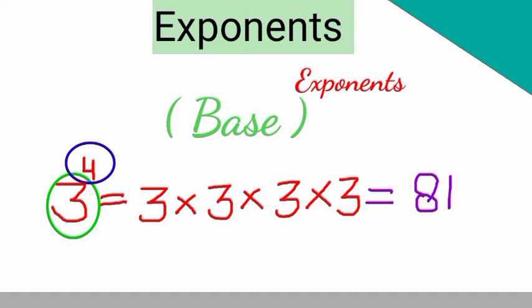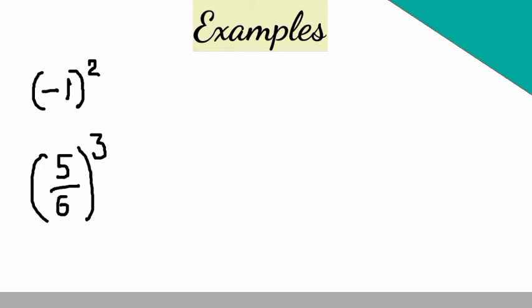Now let's take some more examples. Suppose we have minus 1 raised to the power 2. It means minus 1 is multiplying by itself 2 times. Okay, so it will be minus 1 multiply minus 1. 1 ones are 1 and minus minus will be plus, right? So it will be 1.